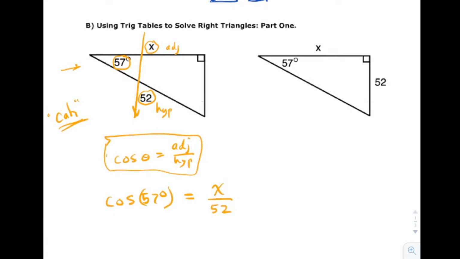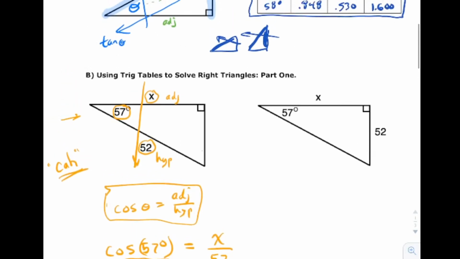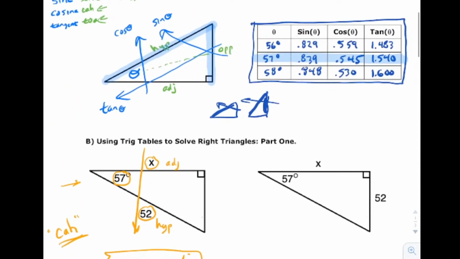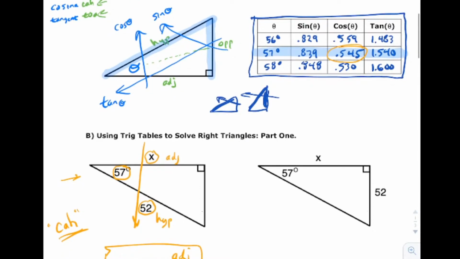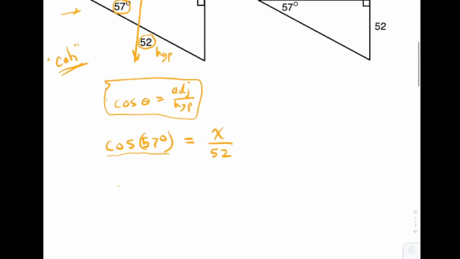I find what people are usually comfortable doing is finding this first. So you can come up to your table here and you can say, oh, the cosine of 57, there it is. It's 0.545. And so 0.545 is equal to x over 52. Now, how do you get x by itself? Well, there's 2 ways you could look at this. You could look at this as I need to, creepers.